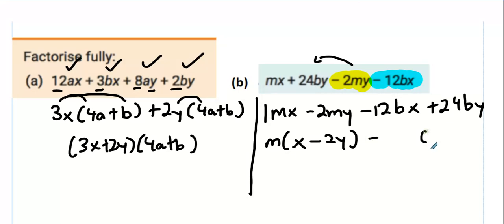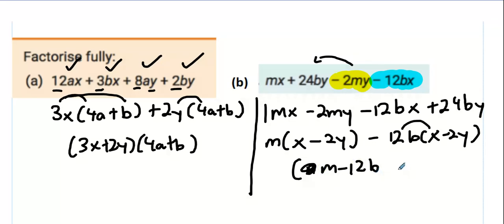Same in the other bracket. Good man. And what goes outside here then? 12. Now what's 12 times x? I want 12bx though. Exactly. And then your answer after that then? Yeah. M minus 12b and x minus 2y. Is that all right with you guys? Okay.